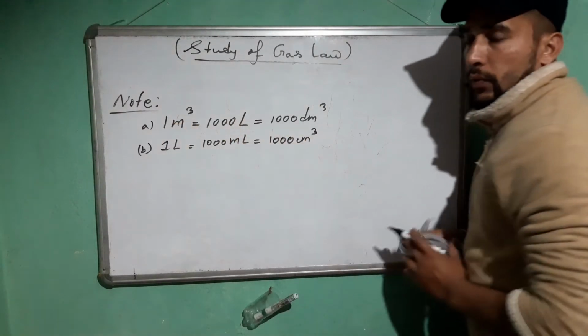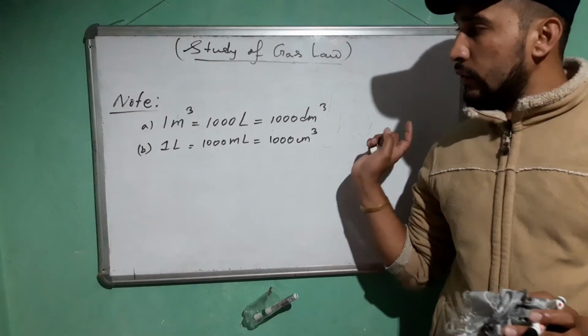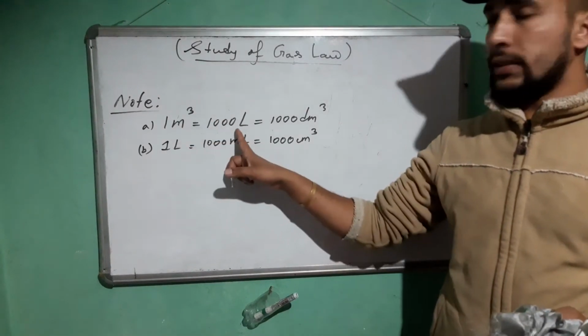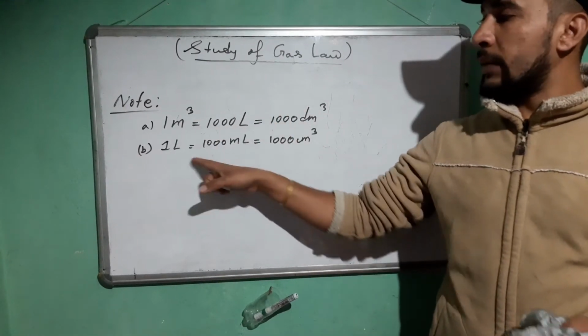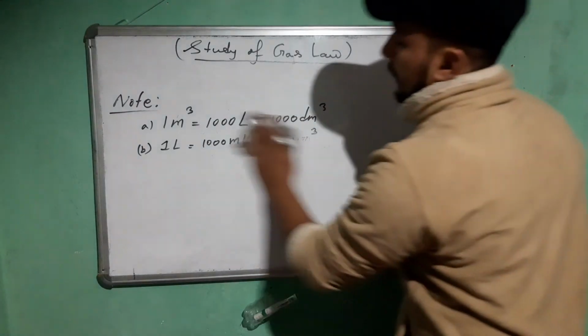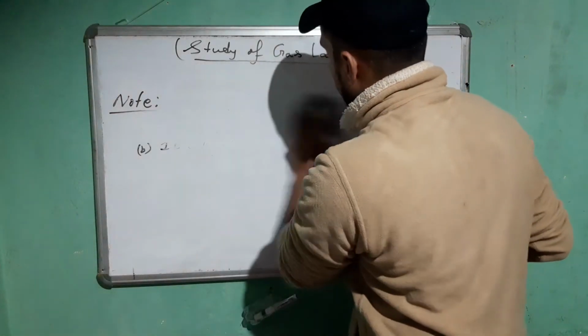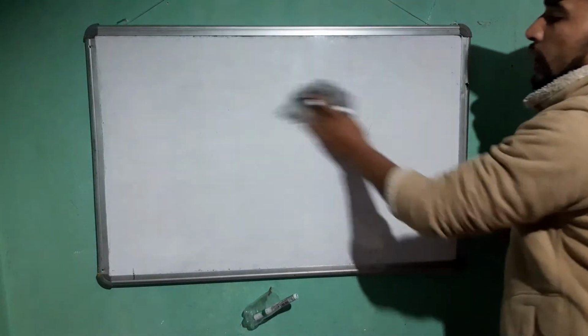These two relations you note and memorize properly. While doing numericals, we have to convert meter cube to liter. Sometimes we have to convert decimeter cube to liters, and sometimes liter to centimeter cube, and so on. So we have completed the definition of temperature, pressure, and volume.